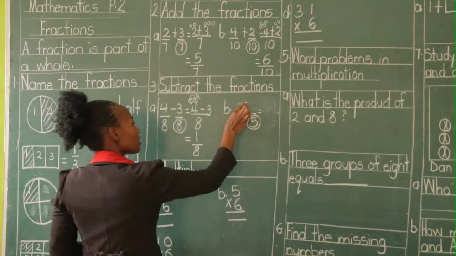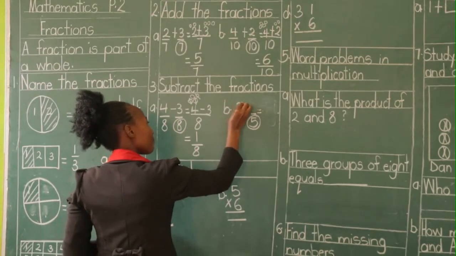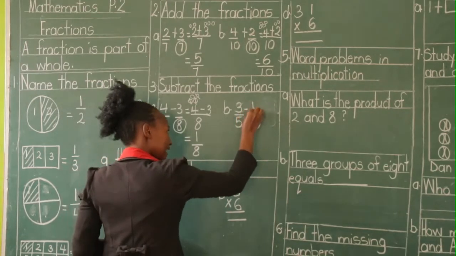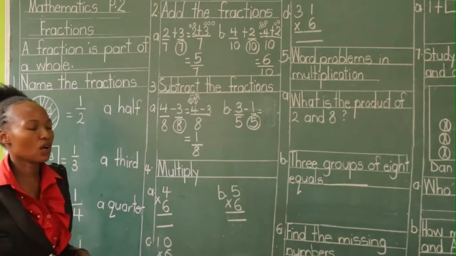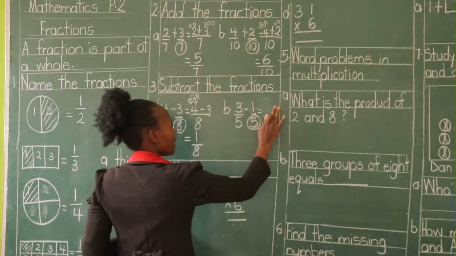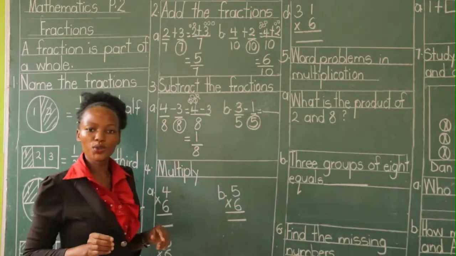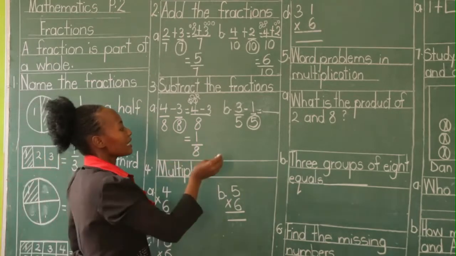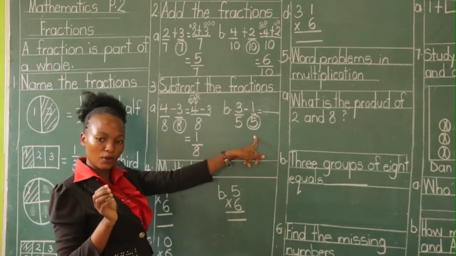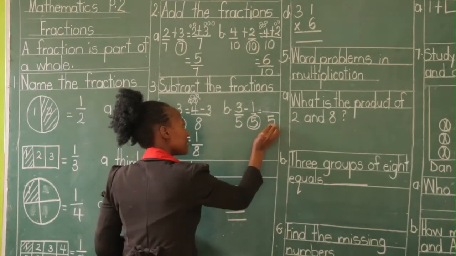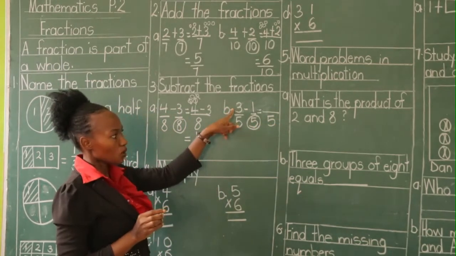Here, let's put 3. 3, take away 1. We see the answer which you are going to get. 3 out of 5, take away 1 out of 5. We are going to get, still we circled our number which we are going to be moving with. Let me put it down so that I don't forget it.